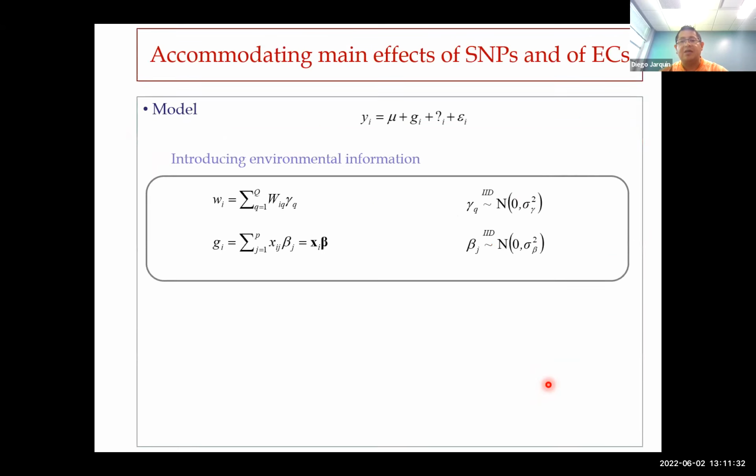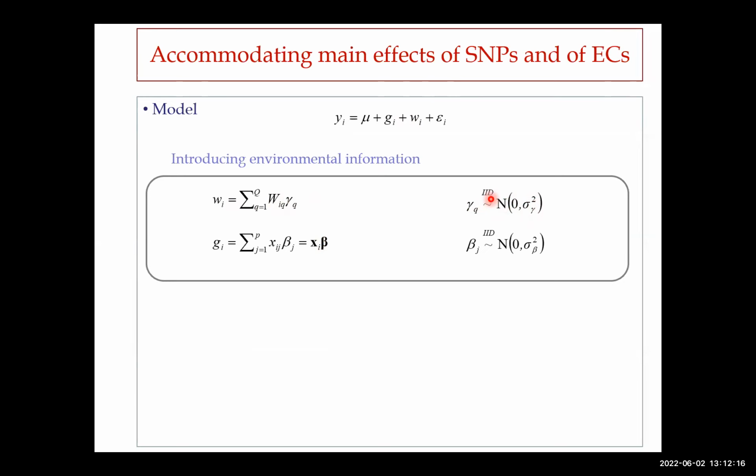So the next step is to add environmental covariates in the model. In the same way that we can have a term explaining the genomic value, we can have another explaining the environmental value. In this case, W sub i represents the environmental value as a linear combination between environmental covariates and their corresponding effects. And we can assume, same as with genomic data, that these effects follow a normal distribution centered on zero and variance-covariance given by sigma squared sub gamma. Meaning we are assuming that each one of the environmental covariates has the same importance or same effect on the response.